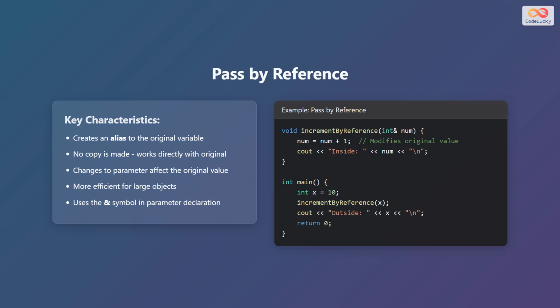Here's an example to illustrate. A function incrementByReference takes an integer reference number as a parameter. Inside the function, number is incremented by 1, and the value is printed. In the main function, an integer x is initialized to 10. The incrementByReference function is called with x as the argument. After the function call, the value of x is printed again. You'll observe that the value of x is now 11, because the function directly modified the original variable.